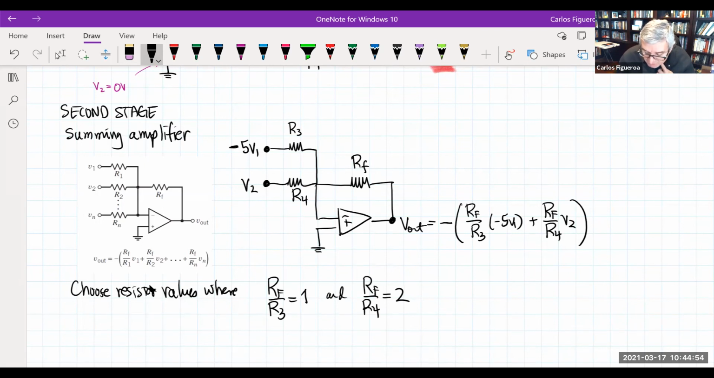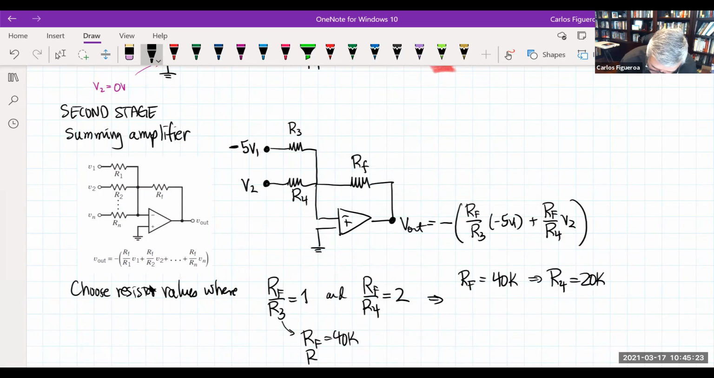So if I choose, let's see, if I want to make this 2 here, maybe one choice that I could choose here is I could choose RF to be 40K, which then implies that the only way for me to do that is to get 20K. But then RF has to be the same no matter what. So if I now look at this case here, RF, if it's 40K, then I'm going to choose R3 to be 40K.